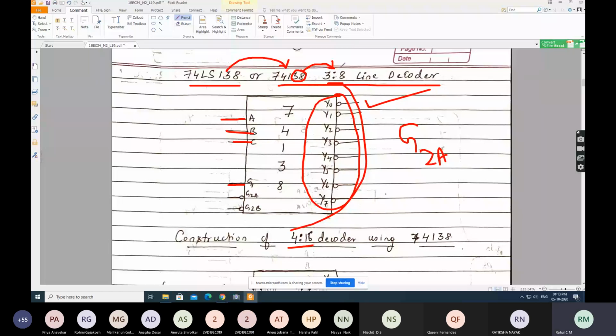Well, look here. Here there are 8 outputs. Here I need 16 pins on the output side. So 16 pins means how many ICs? 2 ICs. I have 2 ICs, both are 74138 ICs. This is the upper IC. This is the lower IC. Understanding? Yes or no? Everyone understanding this?